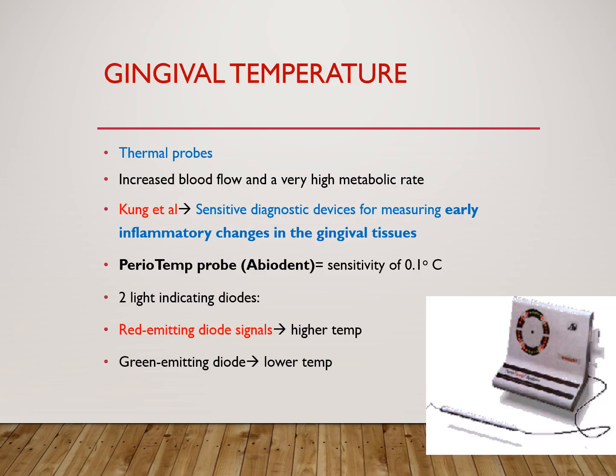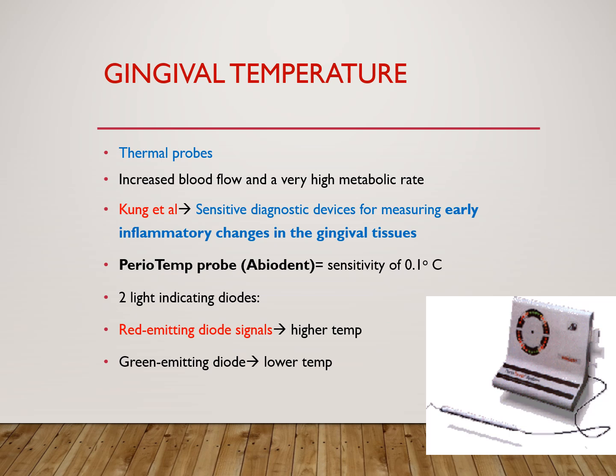One such advance is gingival temperature measurement. We all know that periodontal disease is an inflammatory disease, and whenever there is inflammation, there is an increase in the temperature. Also, increase in the temperature is an early inflammatory change which is seen in the gingival tissues. Hence, if we can measure the temperature, we can detect that there is inflammation in the gingival tissues or the periodontal tissues. For this, there are thermal probes. One example is the Periotemp probe.